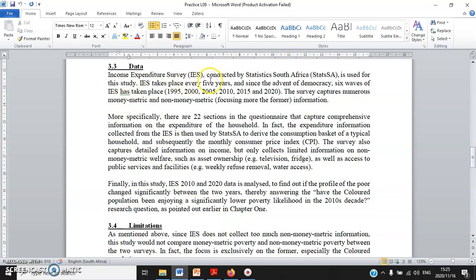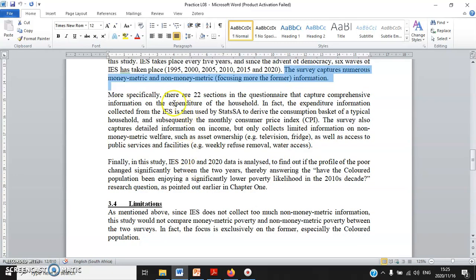Data. IES, conducted by StatsSA, is used for the study. IES, the frequency, every 5 years since the advent of democracy, and 6 waves have been conducted since the advent of democracy. The survey captures information on money metric and non-money metric information. And then more specifically, the standout feature of the IES, there are 22 sections, 22 is quite a lot, that capture comprehensive information on expenditure. You can carry on reading the paragraph.